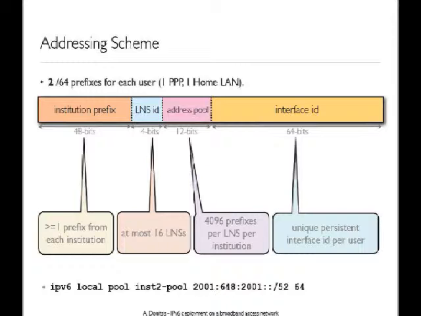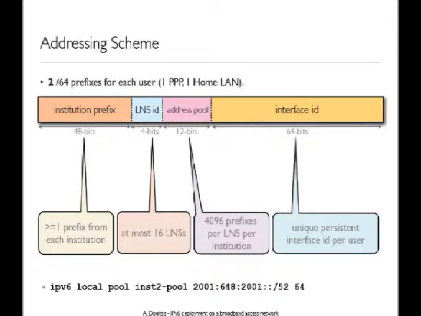So 4,000 prefixes per institution per LNS gives us a lot of breathing space. It should be okay. Okay, the command on the bottom is how you create the local pool that holds all the addresses per LNS.